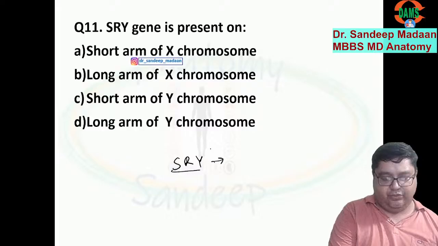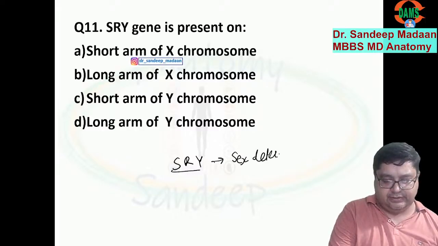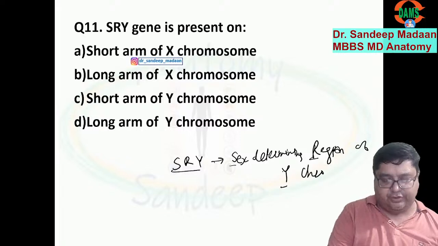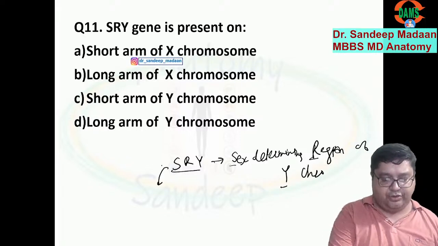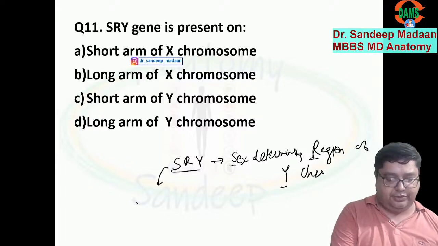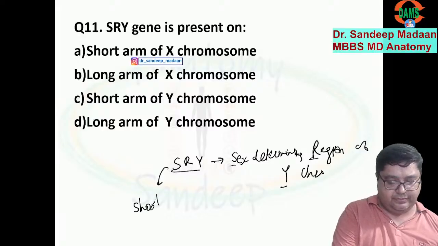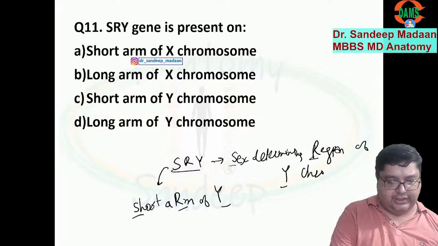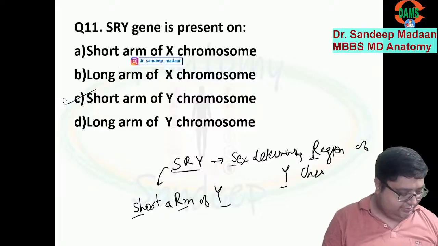SRY, the name is SRY, having two meanings. One, sex determining region of Y chromosome. So sex determining region on the Y chromosome. And the other full form is S for short arm of Y. SRY. Short arm of Y. Will you remember this like that?